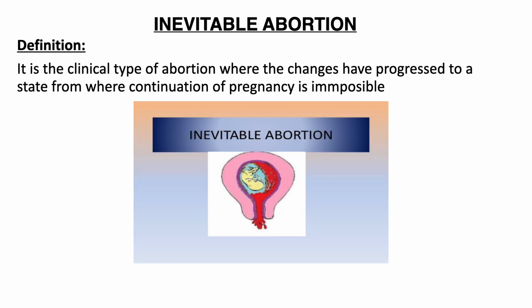First, we'll see the definition of inevitable abortion. It is a clinical type of abortion where the changes have progressed to a state from where the continuation of pregnancy is impossible.